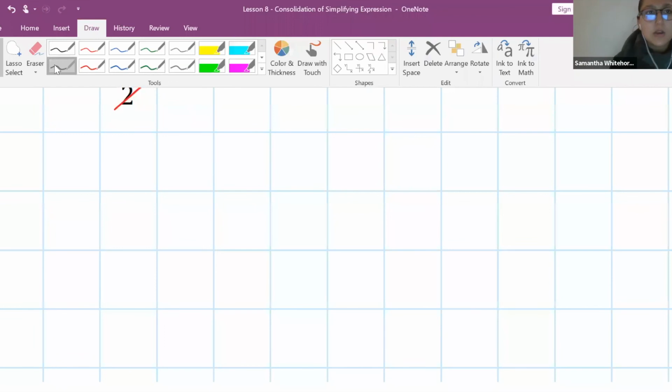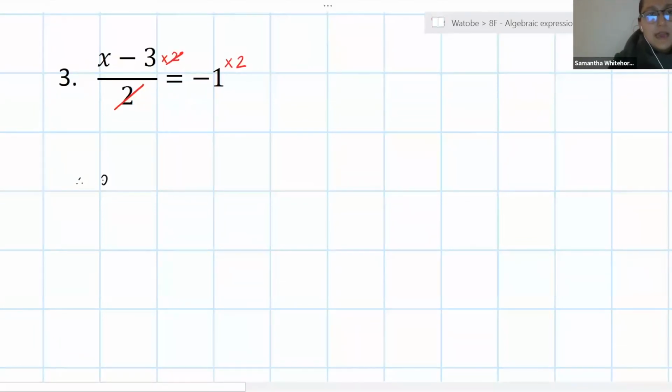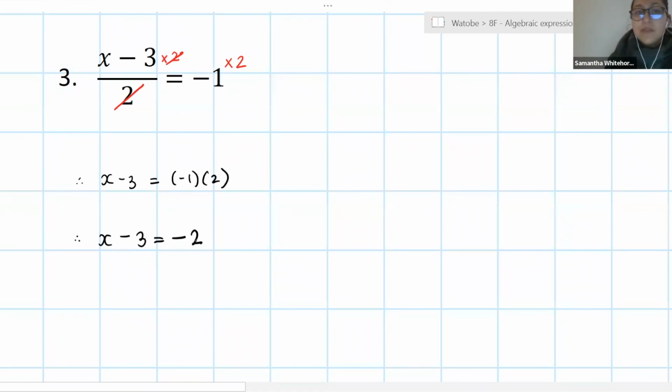So when I multiply both sides by 2, I get x minus 3 is equal to (-1) times (2). I'm putting them in brackets to show that I'm multiplying. If you're happy to jump straight to what -1 times 2 is, that's fine. But we know that -1 times a positive 2 is -2. And now this is much nicer for me to deal with.